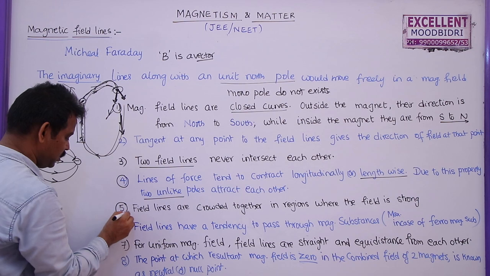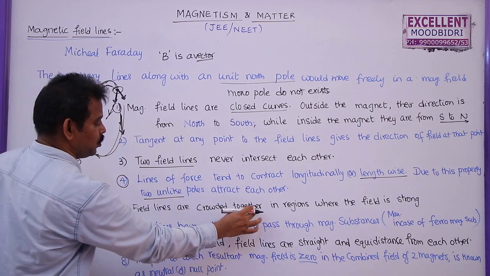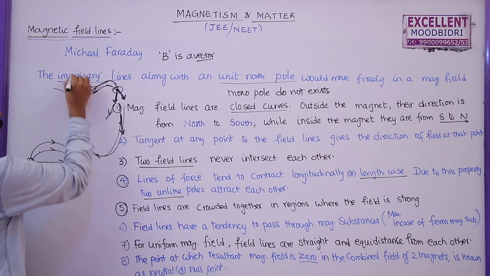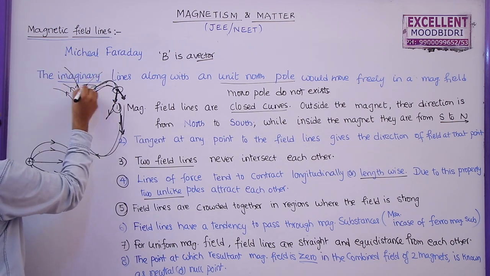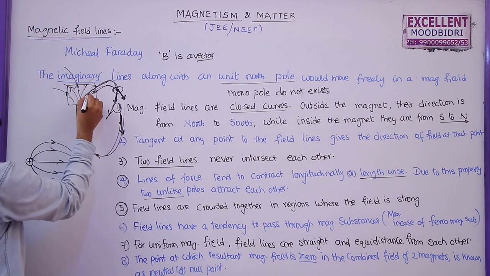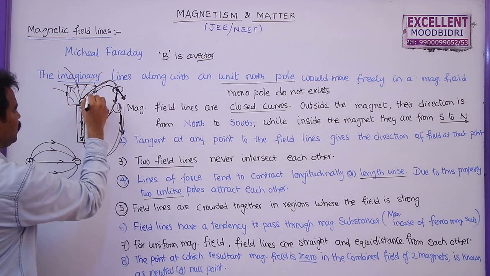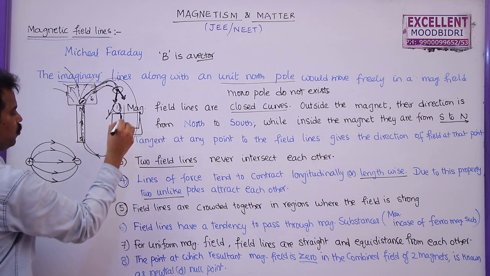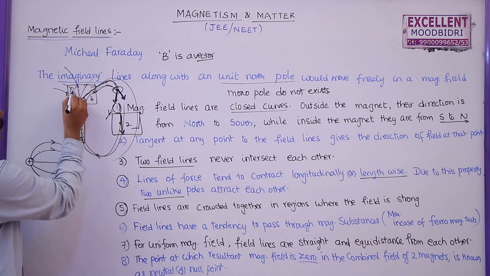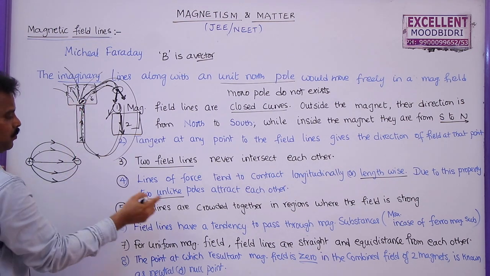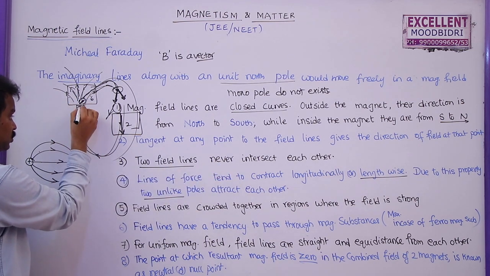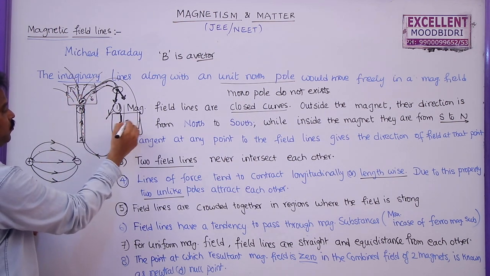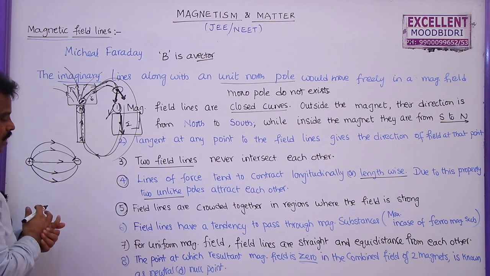And the fifth point, field lines are crowded together in regions where the field is strong. You can see in this diagram the number of lines in this region are 1, 2, 3, 4, 5, 6. Whereas here, if you draw these lines, the number of lines in the same area are only 2. So what is the meaning of this? Here field lines are crowded together. Why? Because field strength is more, pole strength is more, nearer to the pole field lines are more. But away from this one, field lines will be moving away from each other.